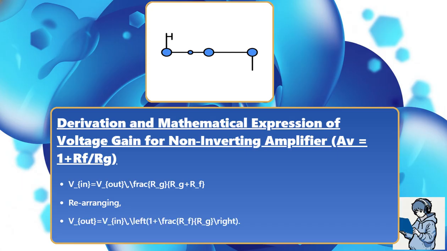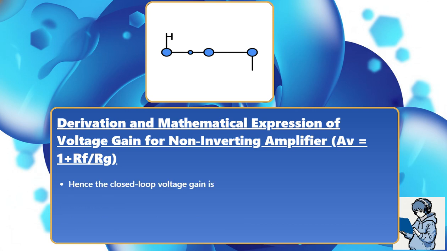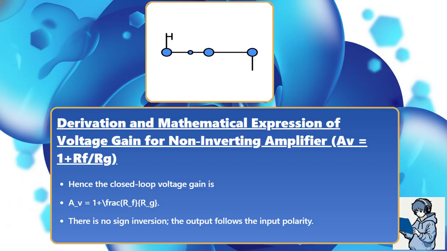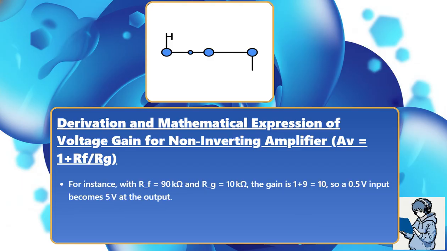Rearranging, V sub out equals V sub in multiplied by open parenthesis 1 plus RF over RG close parenthesis. Hence the closed loop voltage gain is A sub V equals 1 plus RF over RG. There is no sign inversion, the output follows the input polarity. For instance, with RF equals 90 kilo ohms and RG equals 10 kilo ohms, the gain is 1 plus 9 equals 10, so a 0.5 volt input becomes 5 volts at the output.